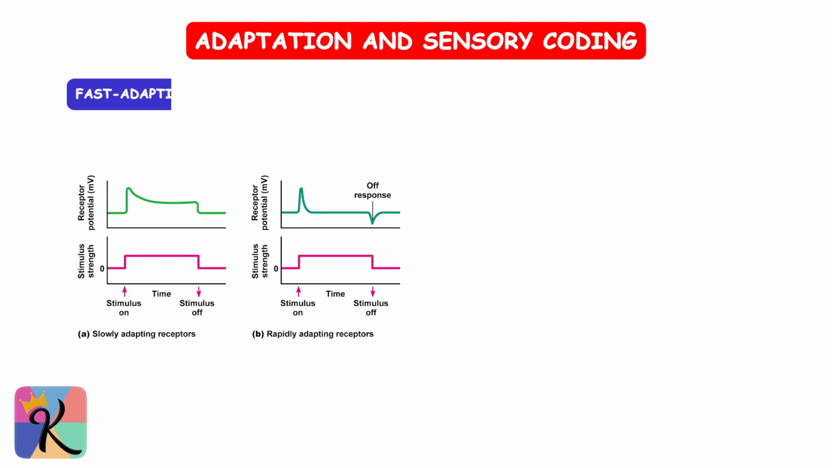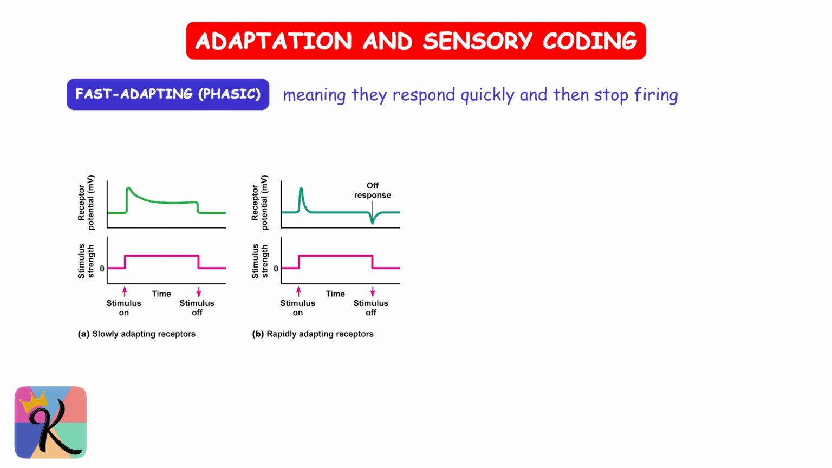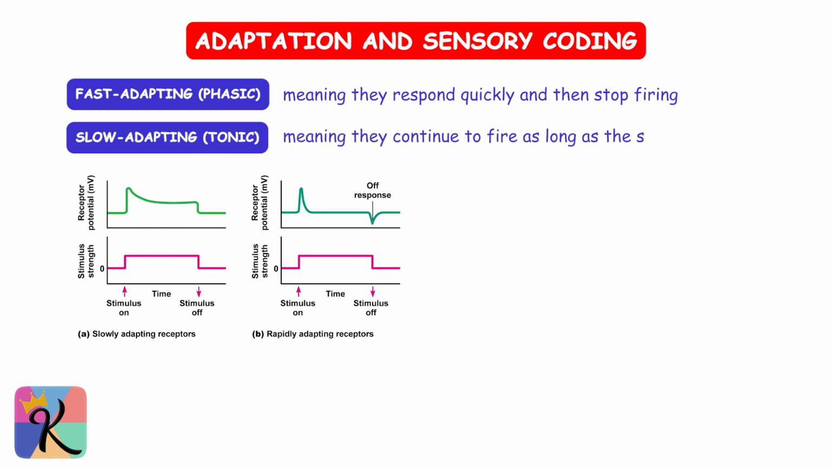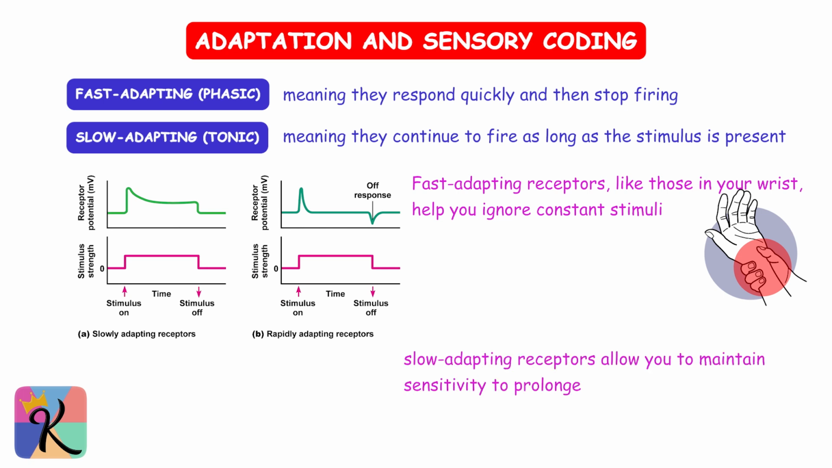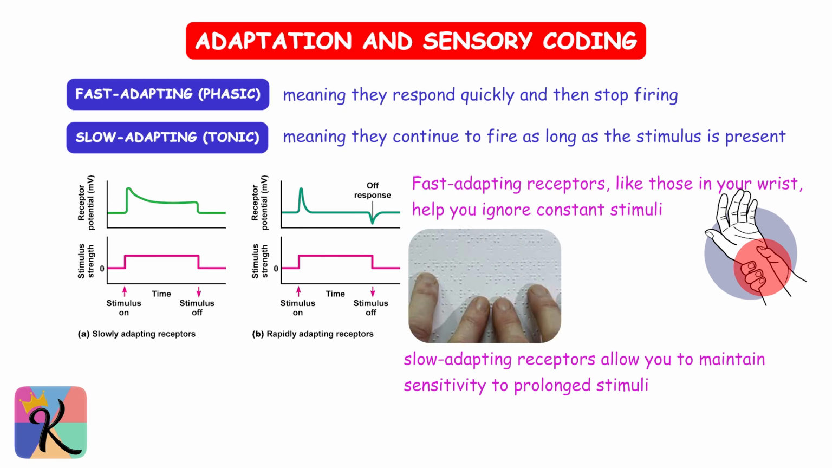Receptors can either be fast adapting, phasic, meaning they respond quickly and then stop firing, or slow adapting, tonic, meaning they continue to fire as long as the stimulus is present. Fast adapting receptors, like those in your wrist, help you ignore constant stimuli, while slow adapting receptors allow you to maintain sensitivity to prolonged stimuli, such as feeling the raised dots of Braille.